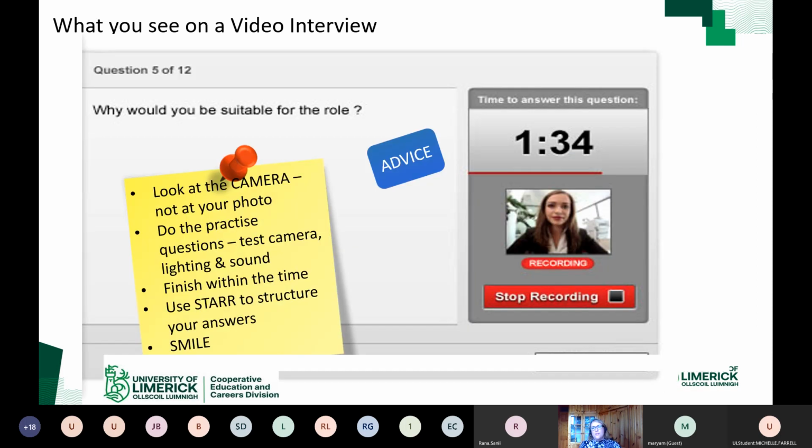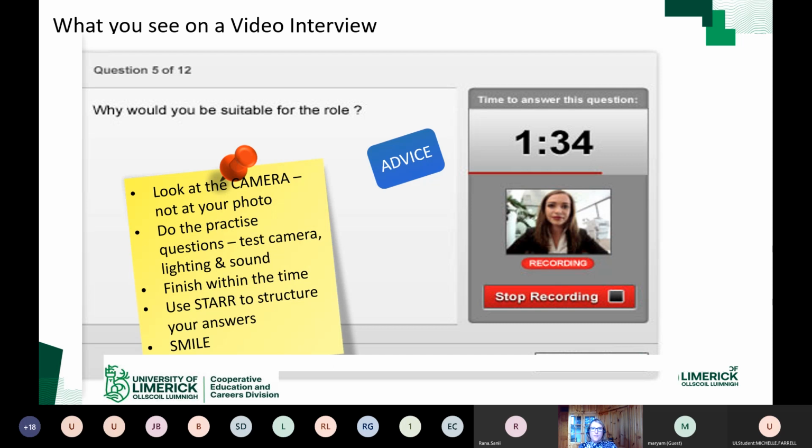This might be something that you'd see. This is the HireVue example. They'll have the question there: why would you be suitable for the role? Then you will see your picture in the recording, and it'll tell you the time that you have to answer, and you will have the opportunity to stop recording once you have completed the answer.